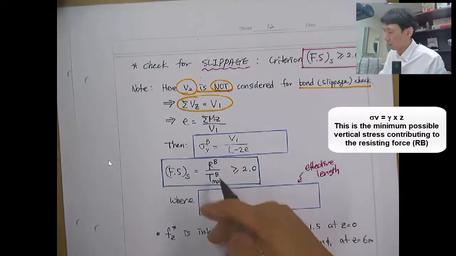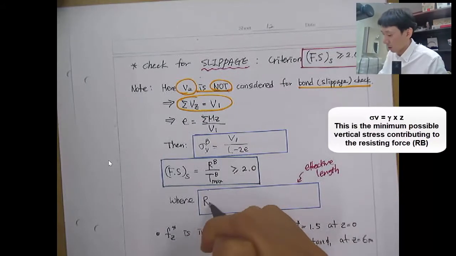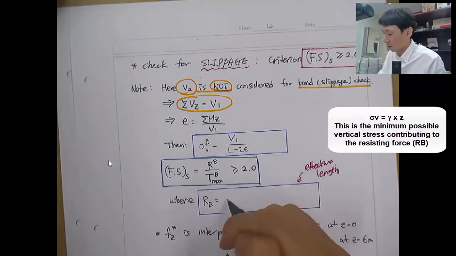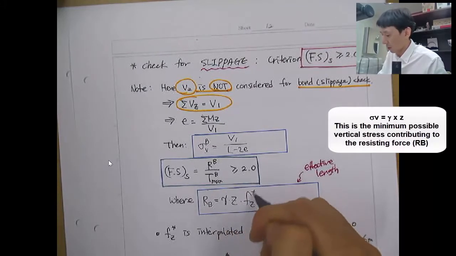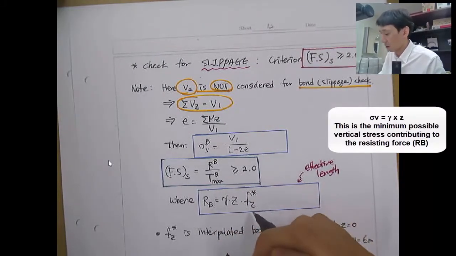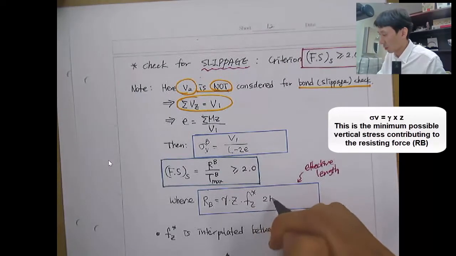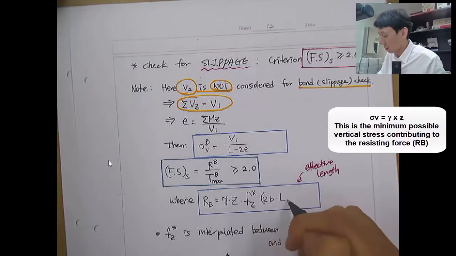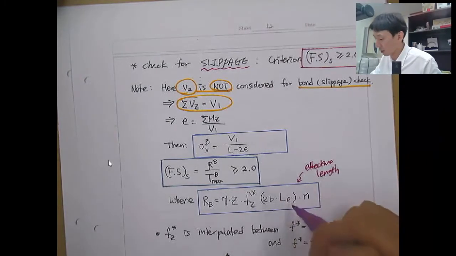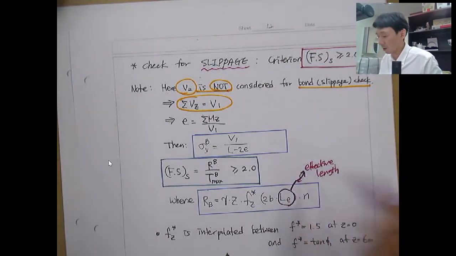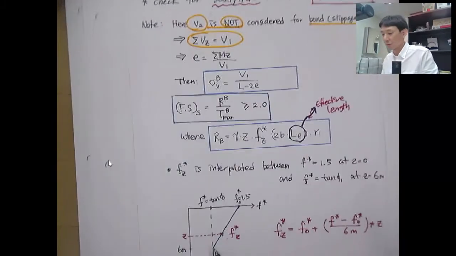And here RB will be gamma Z times F, the friction coefficient at depth Z, times 2B LE times N. Here LE is the effective length.